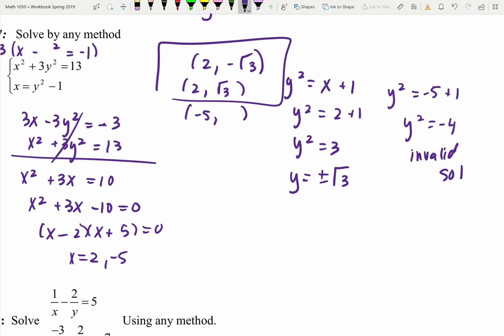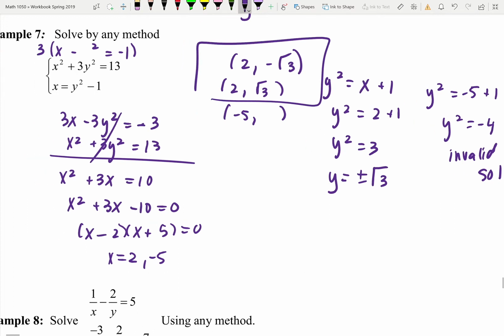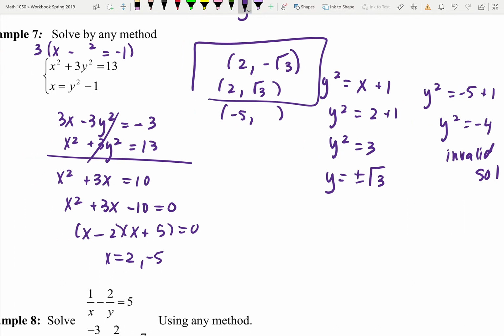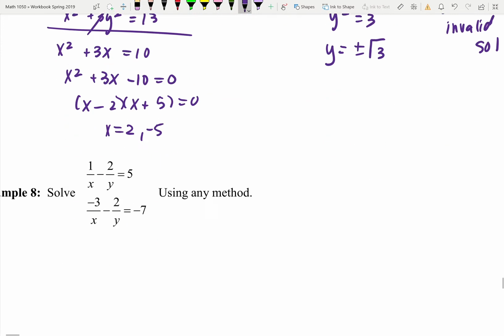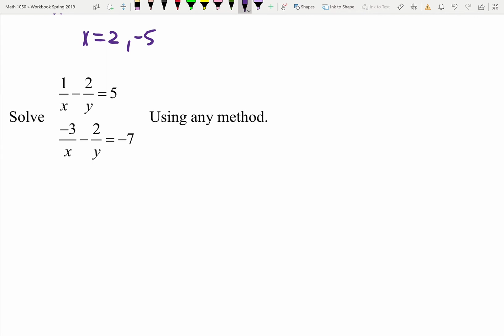Box or highlight only the ones that work. And you're done. Okay, that was number 7. Okay, look at number 8. No joke, that showed up on my final.